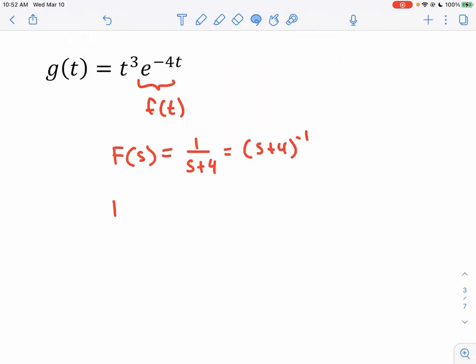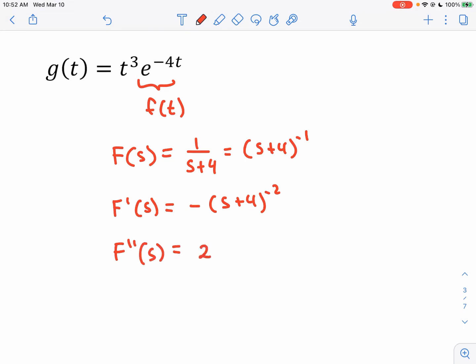Okay, so next let's do repeated power rules on this. The first derivative is going to be negative times s plus 4 to the negative 2, and the chain rule would output times a 1, right? So I'm not going to bother writing that, but don't forget to do the derivative of the base when you're doing the chain rule.